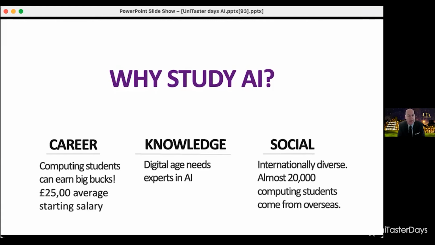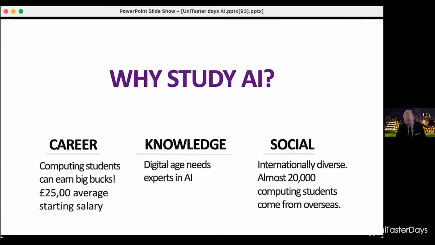You know, computer science, certainly, which is the portfolio in which AI usually sits, is highly diverse and full of lots of interesting people, many from overseas. I think I've missed something out on this slide, but I hope it's evident from the way I'm talking, which is the real reason to study AI, of course, is because it's jolly interesting, you know, no question about that.